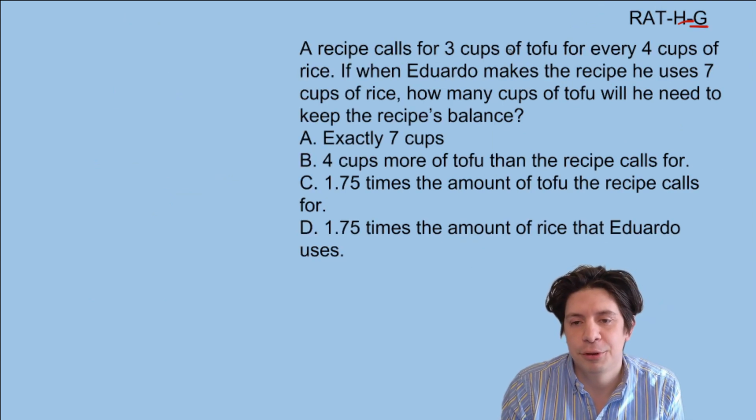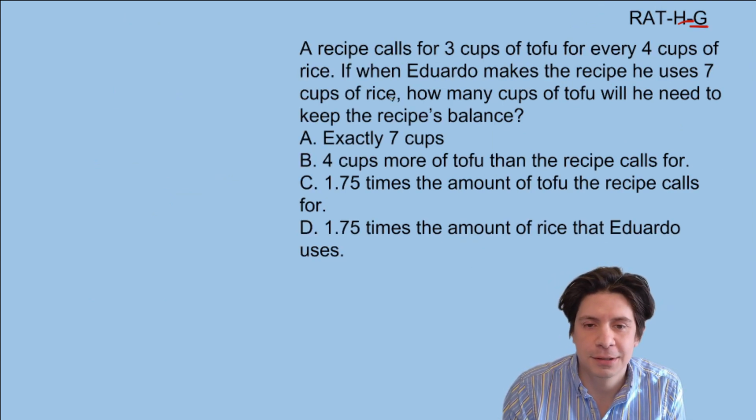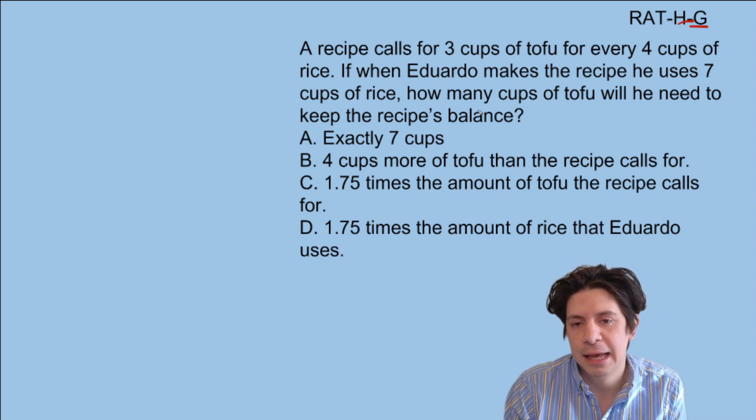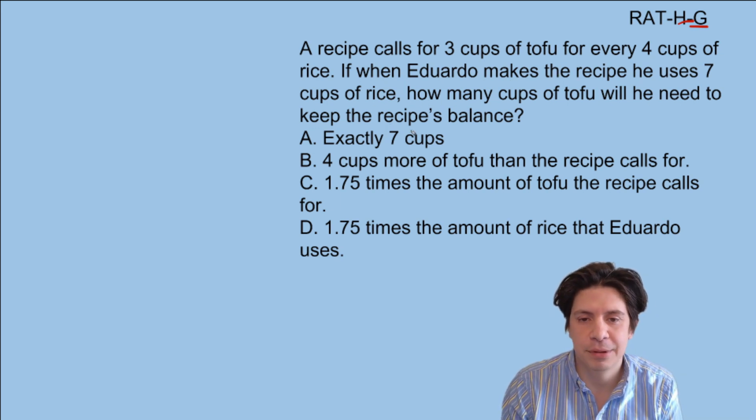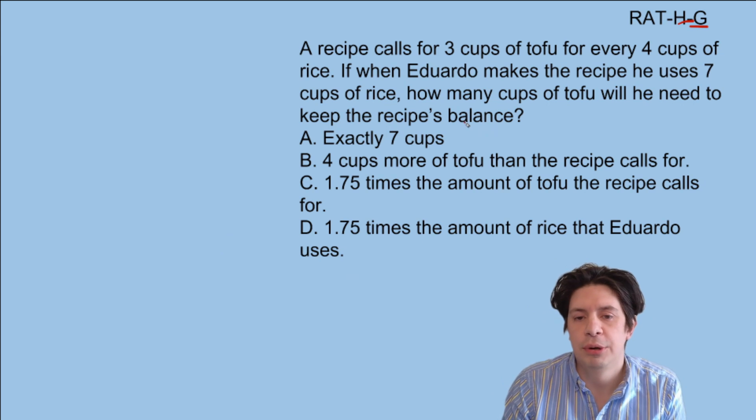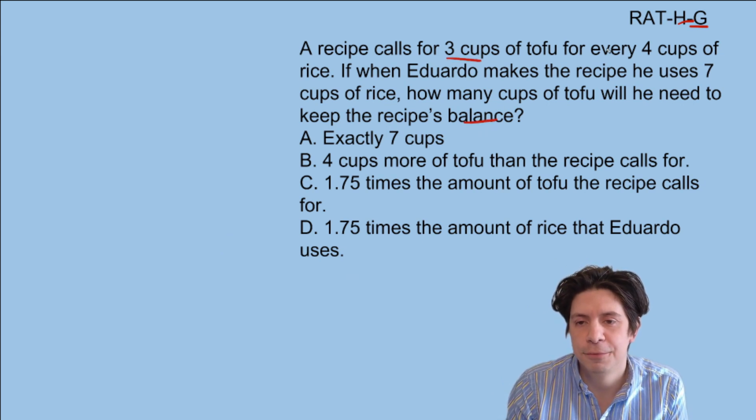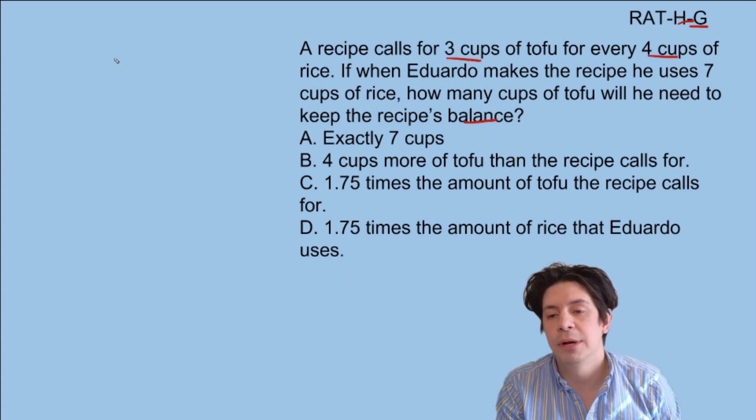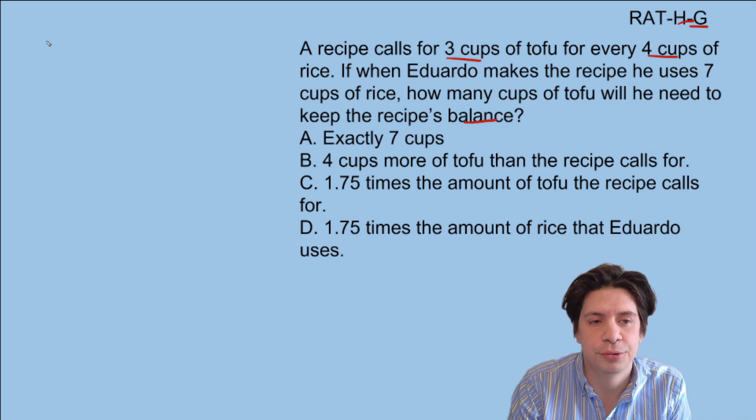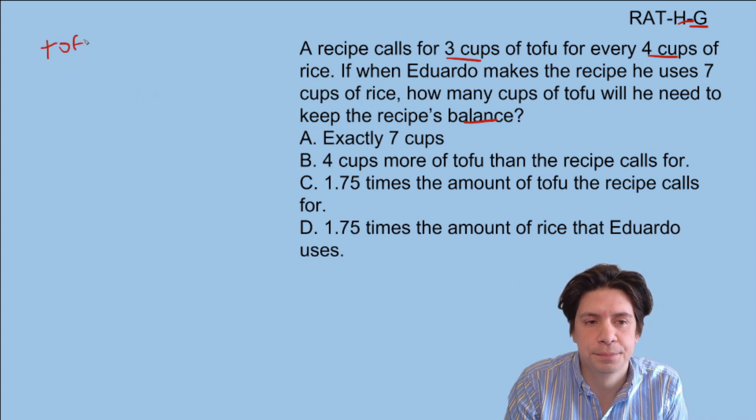Our recipe calls for 3 cups of tofu for every 4 cups of rice. If when Eduardo makes the recipe, he uses 7 cups of rice, how many cups of tofu will he need to keep the recipe's balance? So we want it to be balanced, right? We have 3 cups tofu, 4 cups rice. So we want to set up a proportion, right? So we're going to do, let's say, tofu over rice for each of them.